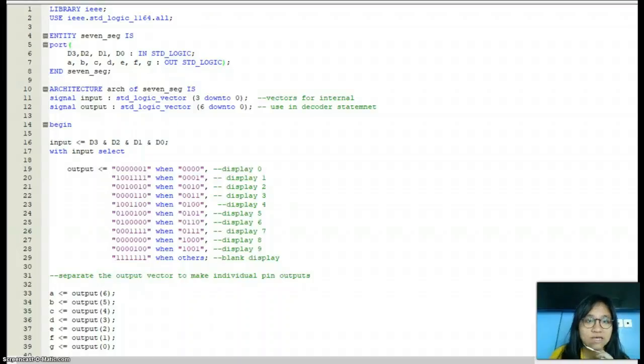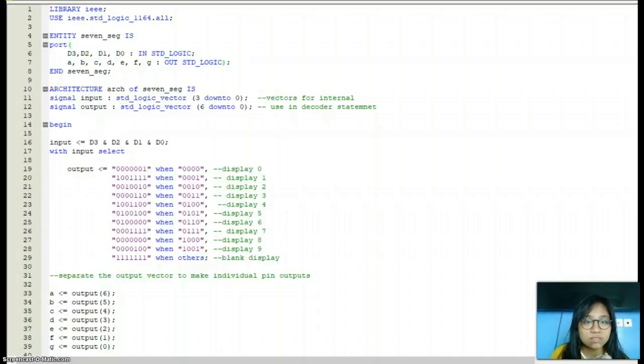So this is what is inside our 7 segment diagram. First we will use our library IEEE, and then we will use our standard logic to declare it, and then we'll start our entity. So we'll start our port and we'll declare our inputs and our outputs. Our inputs are D3, D2, D1 and D0, and our outputs are A, B, C, D, E, F, G to correspond with the LED that is supposed to light up on the display board.